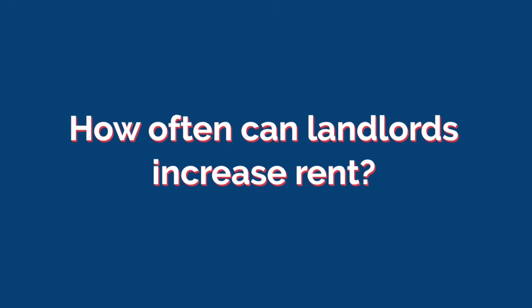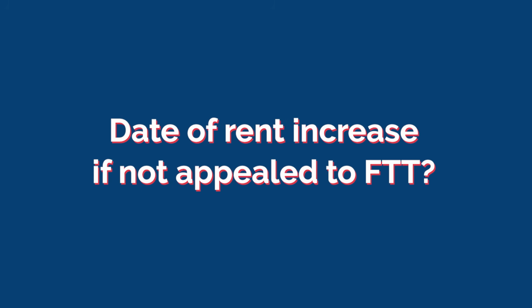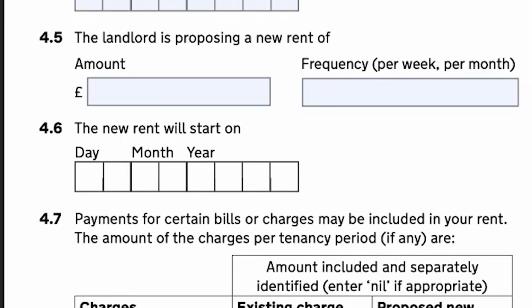Now, how often can landlords increase rent using a Section 13 notice? They can do it once every 52 weeks. And when will the rent come into effect? If they don't appeal it to a tribunal, it comes into effect on the proposed start date in box 4.6 in the form. If they don't do an appeal, then it's automatically enforced.